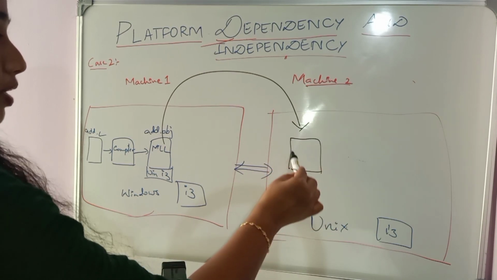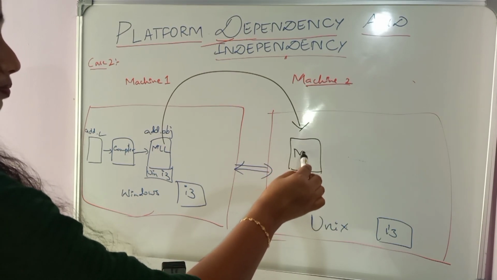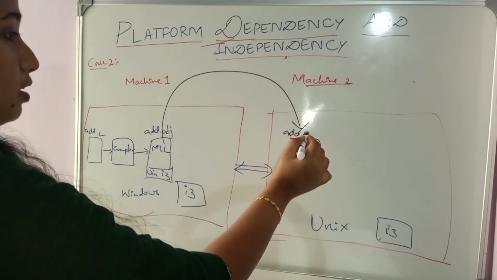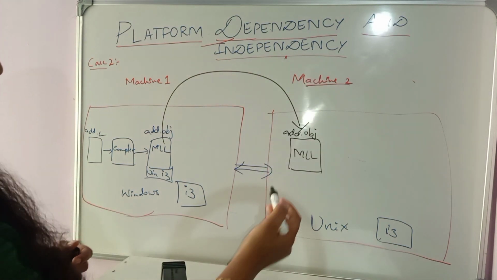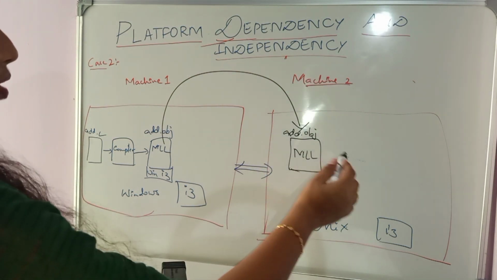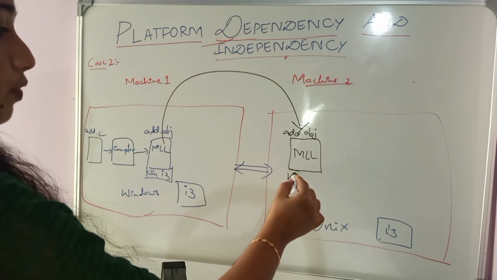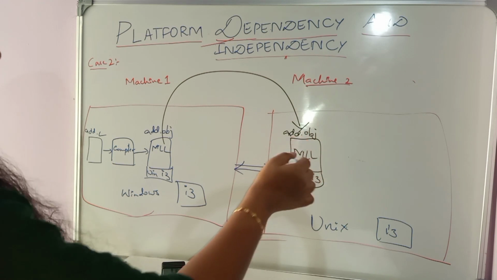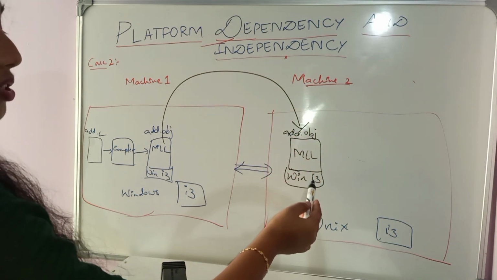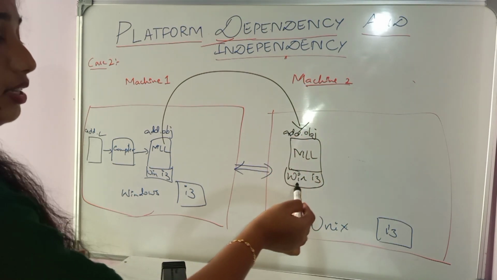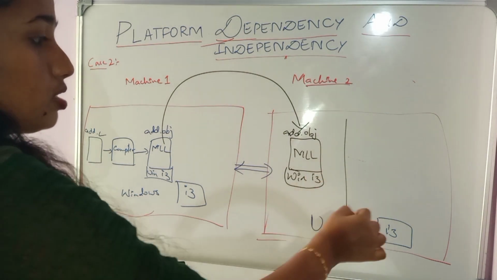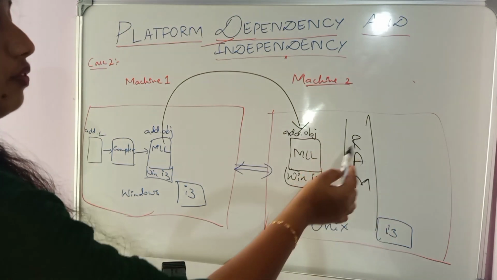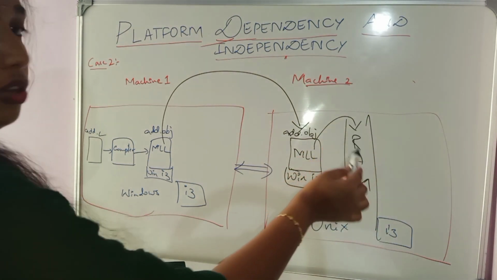So here is the machine level language. We have taken this object file, and it is of Windows and i3 processor. During compilation, the additional information added was Windows and i3 processor. Here we have a RAM, and the linking loader will load this data onto the RAM.